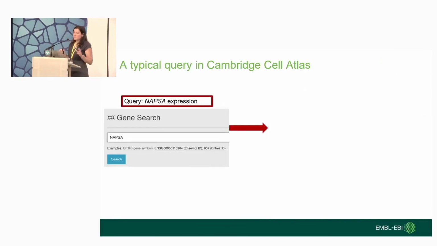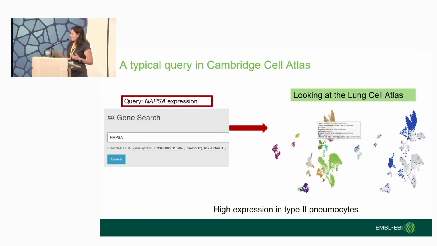I'm going to give you a little tour of a typical query, because I only have a few minutes. Let's say, as I said, we want to ask where a gene is expressed, and I picked a random gene here called NAPSA. What we get is a list of experiments where the gene is a marker gene. And here I'm focusing on the lung cell atlas.